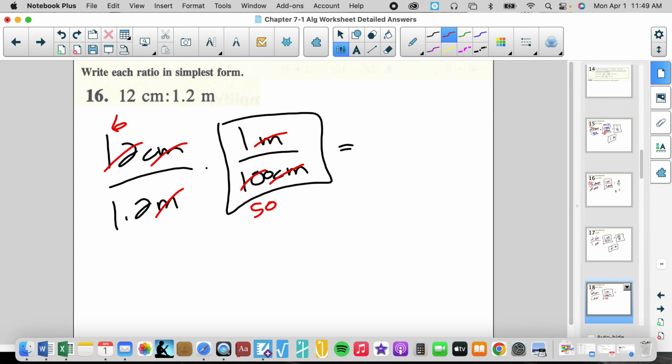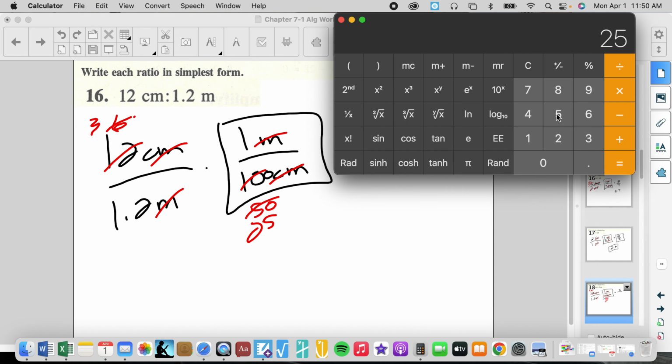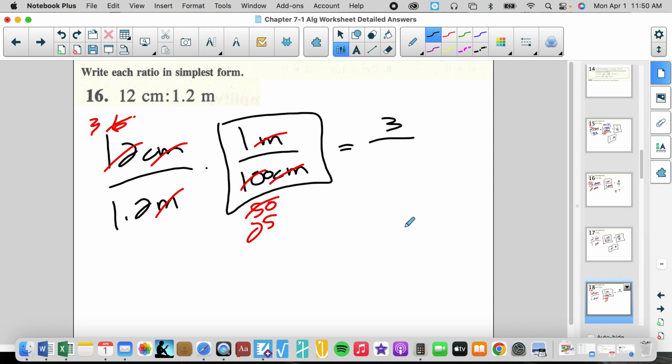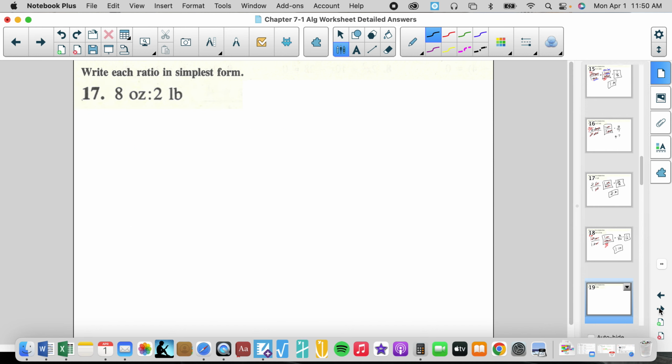So 56, 6 goes 3, 50 goes 25, and then... This is not going to be fun. 3 over 25 times 1.2. 25 times 1.2. 30, which reduces to 1/10, or 1 to 10. And that makes sense. 12 centimeters, 1.2 meters.